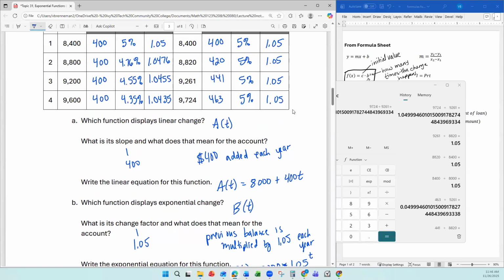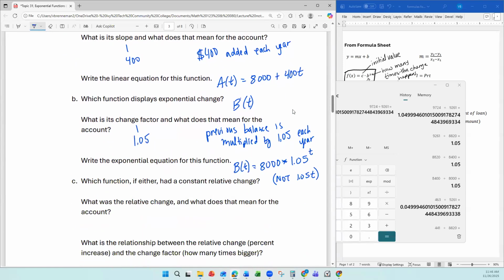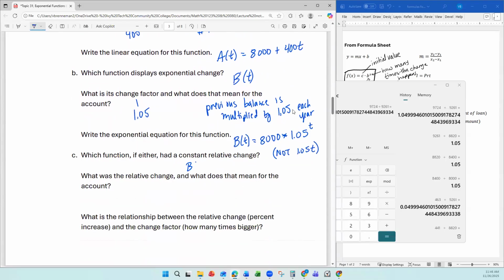Then the constant relative change we saw also in B had the same 5%. Relative change 5%. That means the account was increasing by 5% each year. So that 5%, not of the 8,000 each year, but 5% of the previous year each year. So we have this repeated percent change.